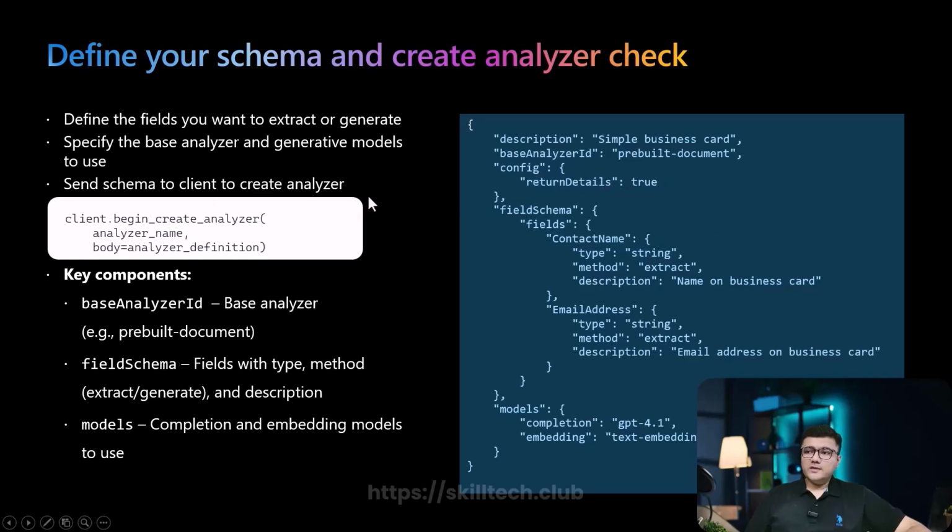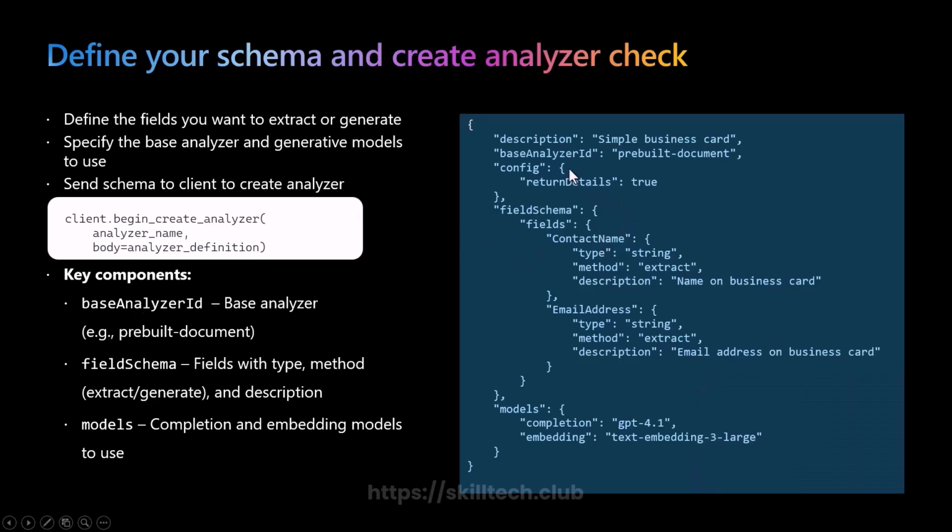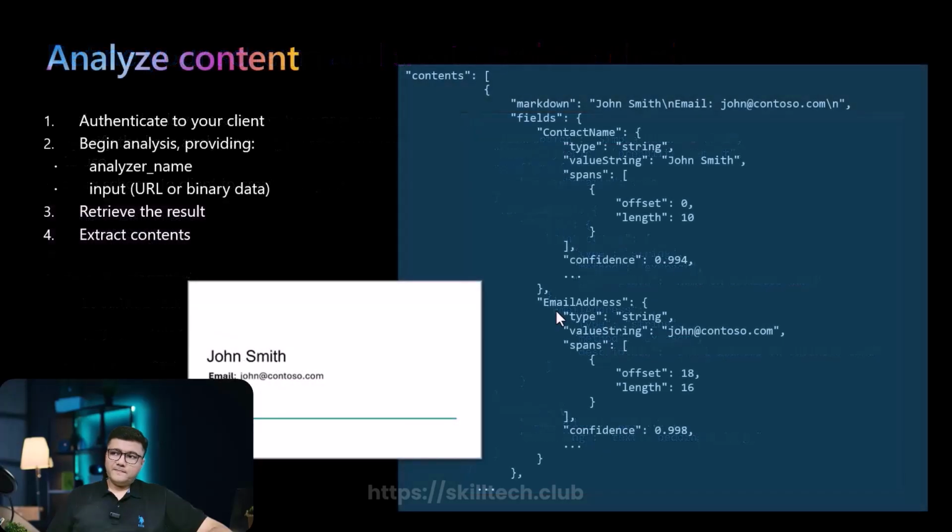You can send the schema to the client and create an analyzer like I'm doing here. And then you can just provide the key components like the base analyzer ID, then the field schema, and the models which you are associated with this. And these are basically the 3 different components of this JSON file.